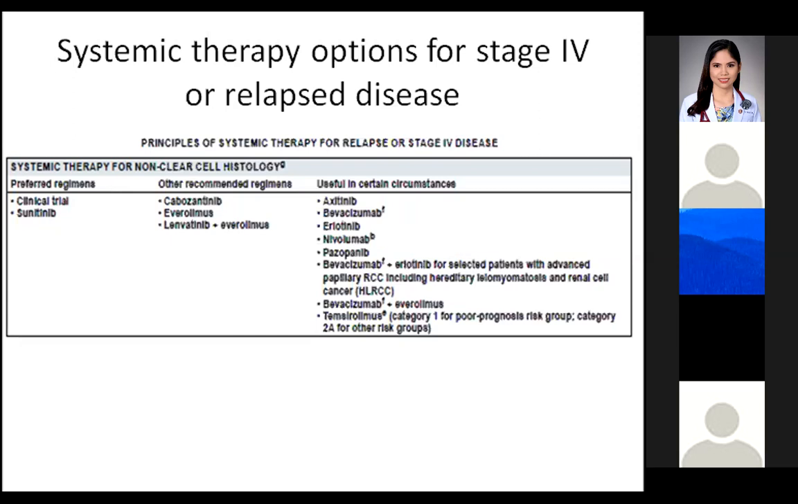And it is category 2A, a preferred option for treatment-naive patients with stage 4 non-clear cell RCC. So cabozantinib, lenvatinib, and everolimus all have category 2A listings as other recommended options.